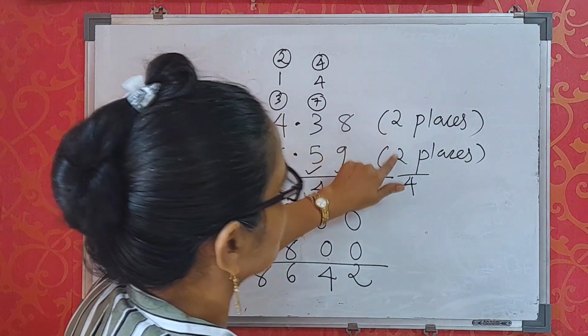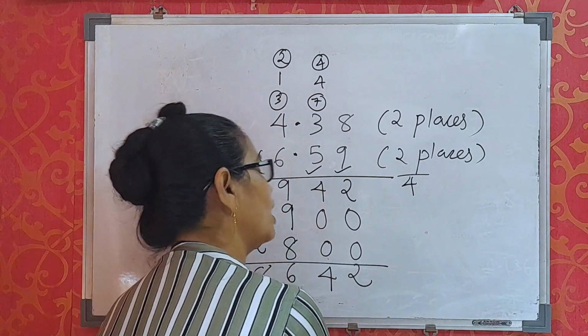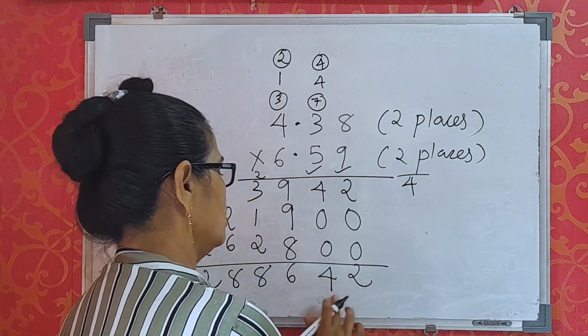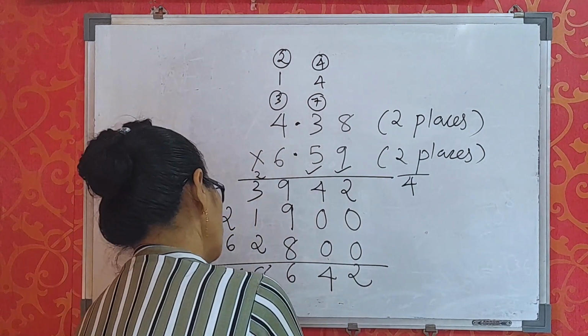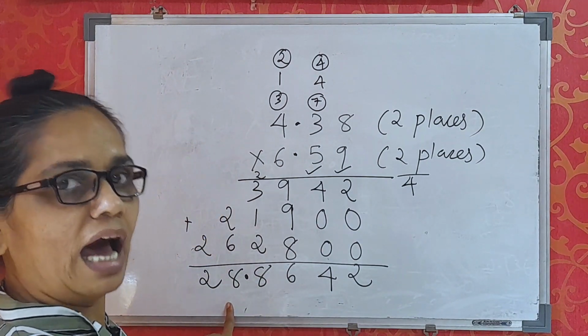Now here, 2 plus 2 makes 4 places. So count these 4 places from your right side: 1, 2, 3, 4. Then put your decimal point. This way you are getting your decimal answer.